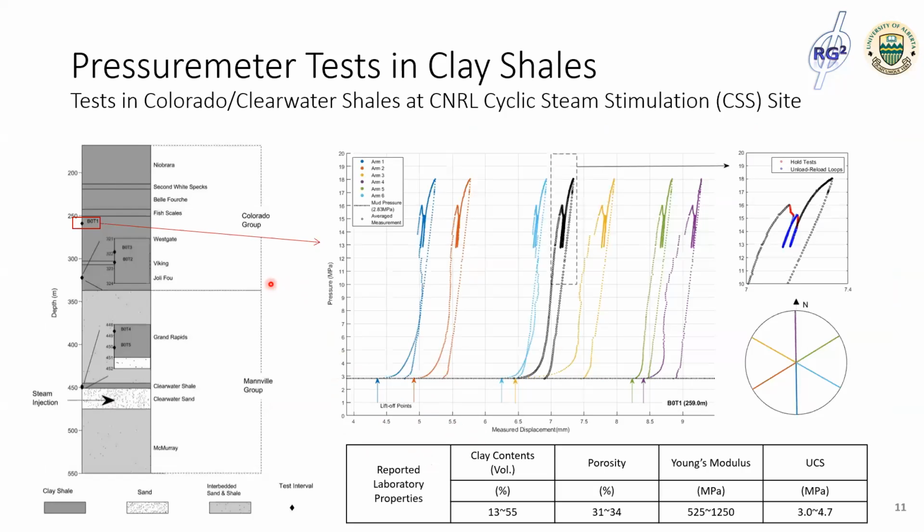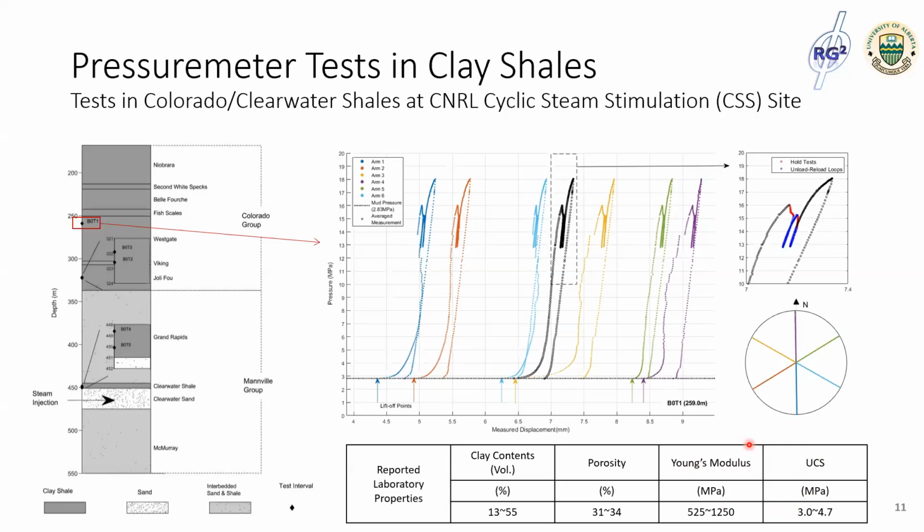The stratigraphy of the borehole is shown here at the left, with the five test locations in the Colorado Group shales, as well as in the Clearwater shales. The Clearwater shales are right above this oil sands reservoir, where the steam has been injected. All of these clay shales were deposited in the Cretaceous age, and they are mildly over-consolidated. From previous laboratory investigations, they have relatively high porosities and also low Young's modulus and shear strength.